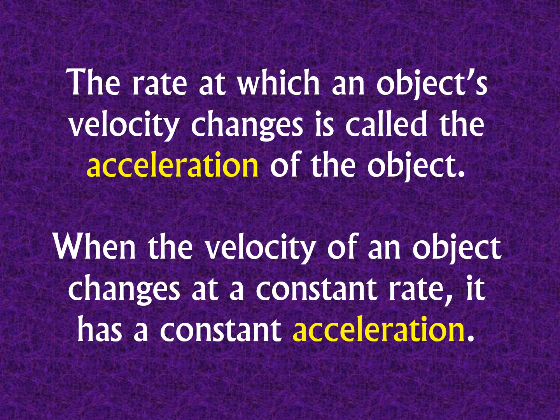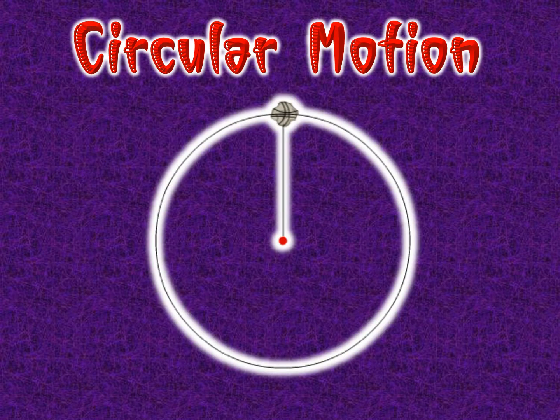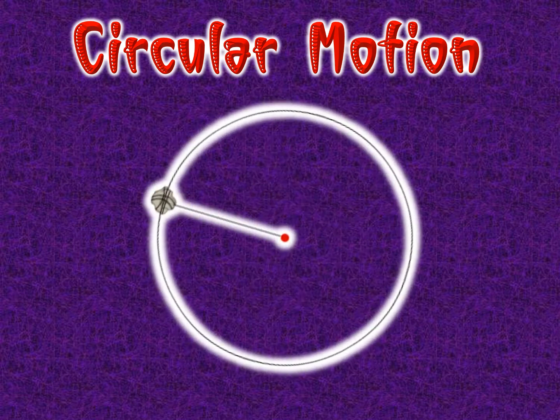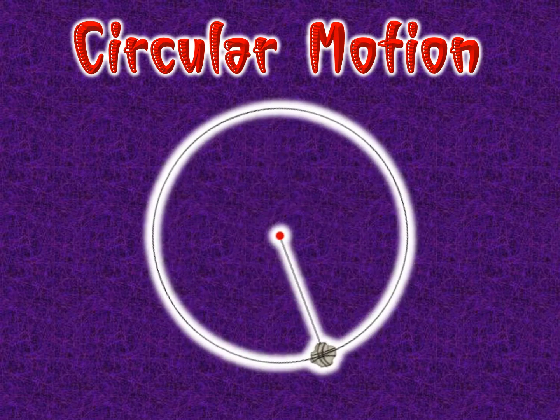And when the velocity of an object changes at a constant rate, it has a constant acceleration. So you can either change the magnitude of the velocity at a constant rate, in other words, as we've been talking about, going faster and faster and faster, or going slower and slower and slower. Those are both accelerations, but so is changing the direction an object is moving at a constant rate. That is what we're talking about now. Circular motion. It goes around and around the center of the circle.